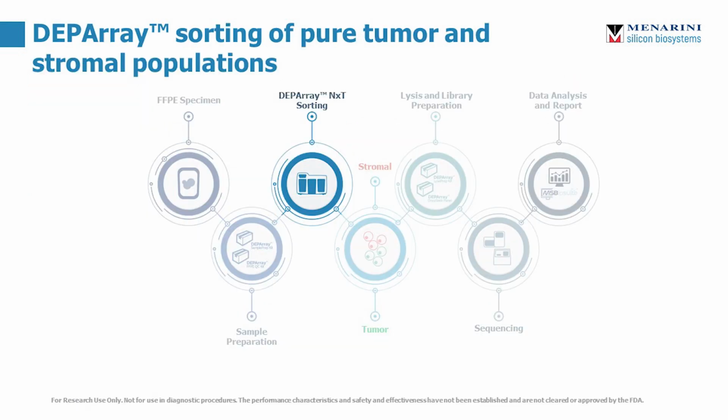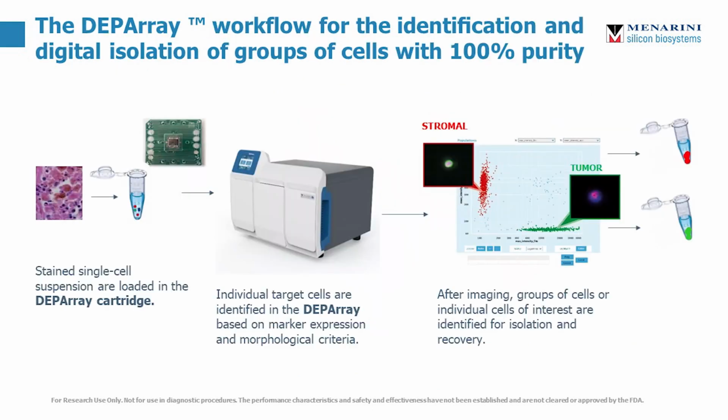Okay, so we've got a stained, disaggregated, single cell suspension from an FFPE sample. Now we need to sort it on the DEPArray. So, the cell suspension is added to the DEPArray cartridge. This is then placed into the instrument. The cells will be pushed into the main chamber, imaged, the fluorescence data captured, and we can use the cell browser software to group the cells however we want and then isolate them.